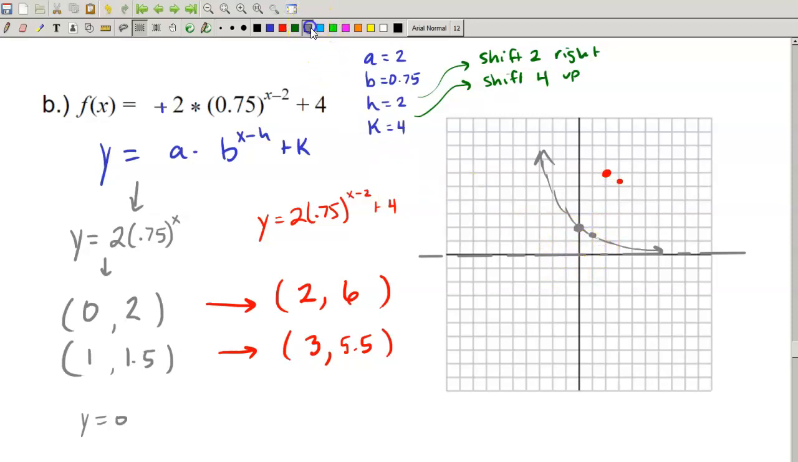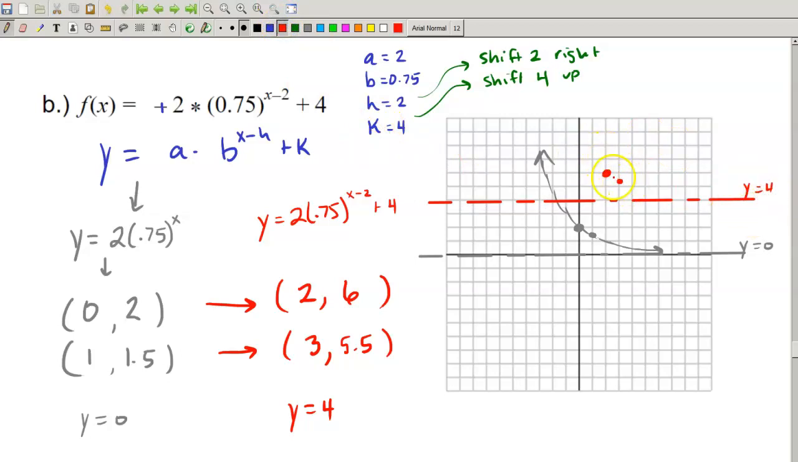But also note that my asymptote is now going from y equals 0, and since we shifted everything up 4, it's not going to be y equals 0, it's going to be y equals 4. So this little asymptote down here is going to go from 0 and also up 4. 1, 2, 3, 4. And there's my y equals 4.